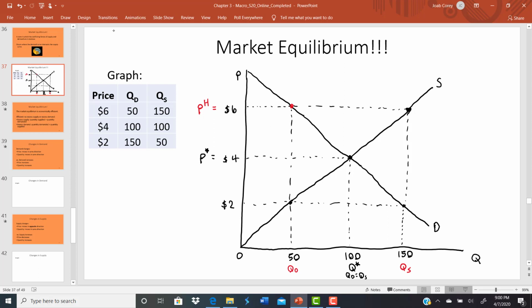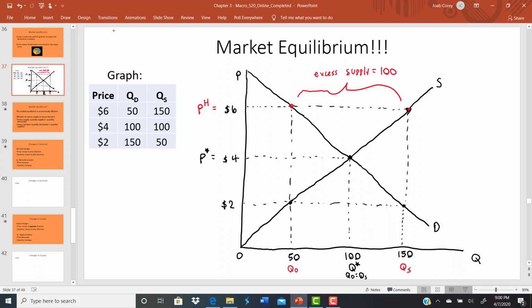Notice that we now have 150 goods that are being offered for sale at a price of $6, but only 50 people want to buy these goods being offered at a price of $6. So with that in mind, you have what is known as that excess supply. And you can even calculate what that excess supply is, right? You have 150 goods offered for sale, but only 50 people lining up to buy them. So you have 100 goods sitting there on the shelves that nobody wants to buy.